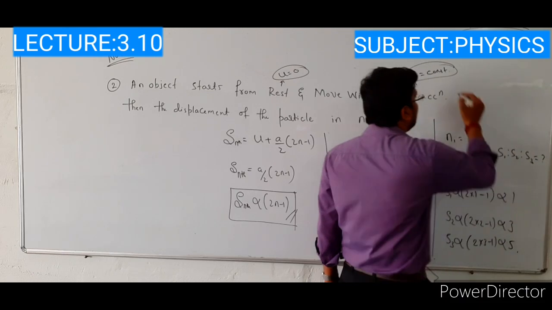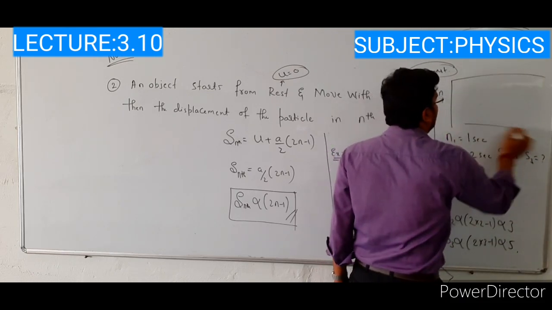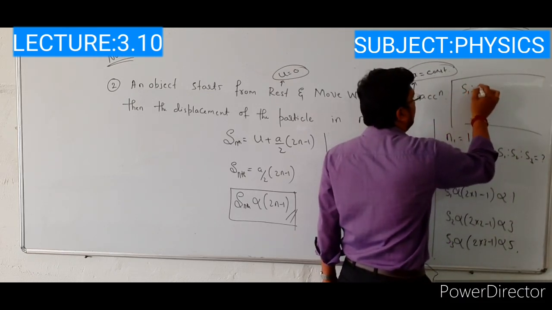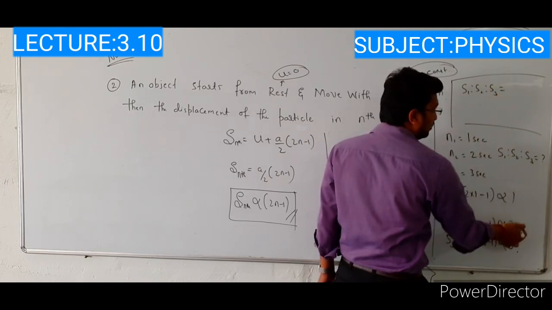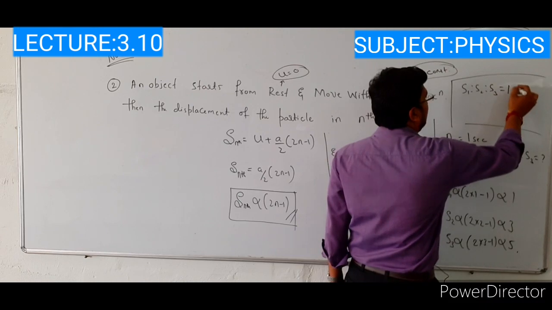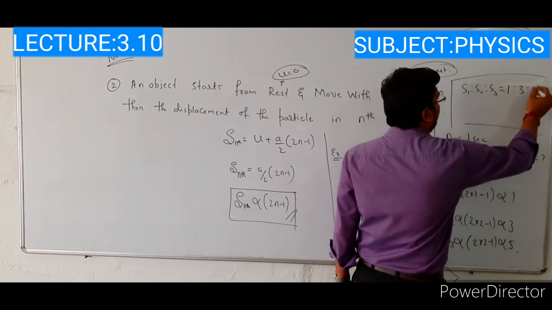So then the ratio of the displacement, that is S1 is to S2 is to S3, is equal to 1 is to 3 is to 5.